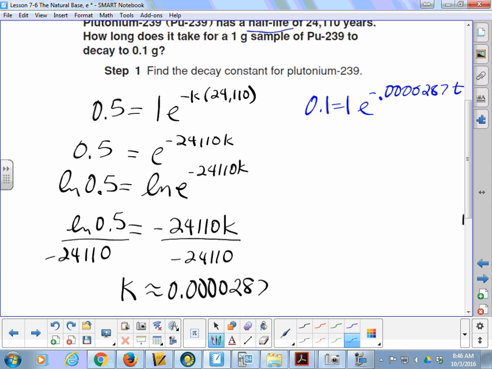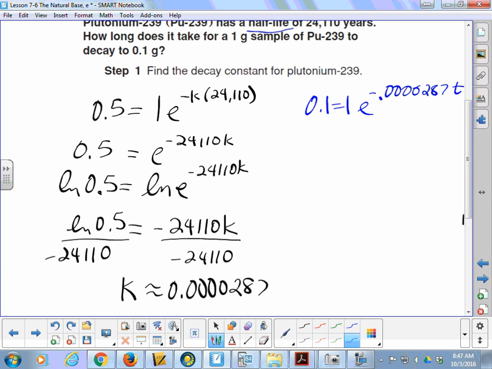So let me ask you this. When we're done, should the number I get for time be more than the time for half-life or less than the time to get to half-life? Should it take me longer or shorter to get to 1/10 than it does to get to 0.5? So is more decaying or less decaying? More is decaying, so it should take us a little bit longer to get to 1/10 versus 5/10.